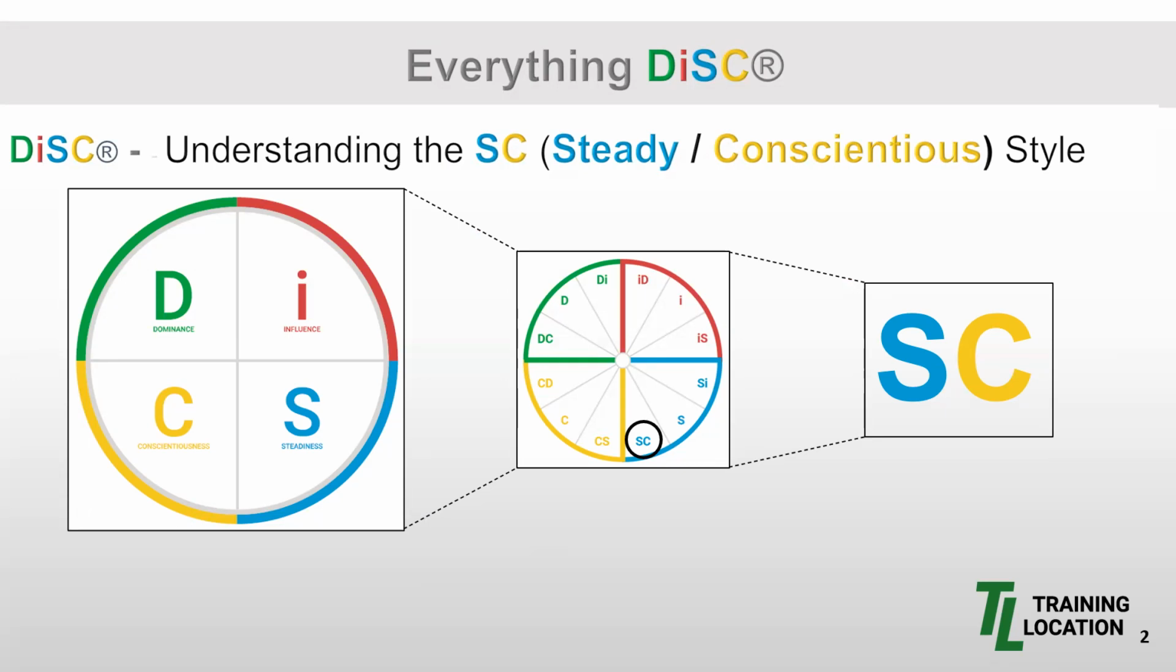Now, just a quick note, any style with two letters is called a combined style. Depending on the sequencing of that combined style's letters, the first style shown is the more prominent one than the second. In the case of SC, the S is the prominent style. So as such, in the case of a combined SC style, much of the criteria, the priorities, the qualities, etc., are reflective of the steady or S quadrant where the SC style resides.